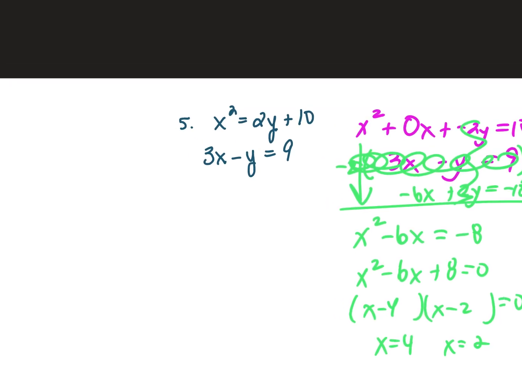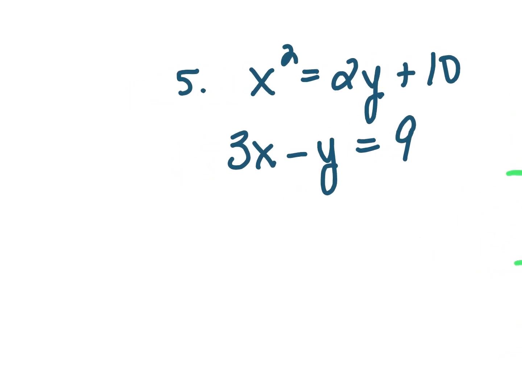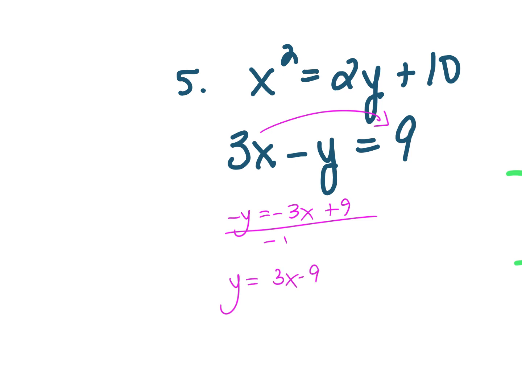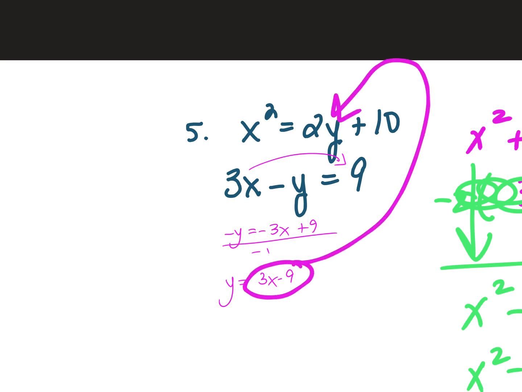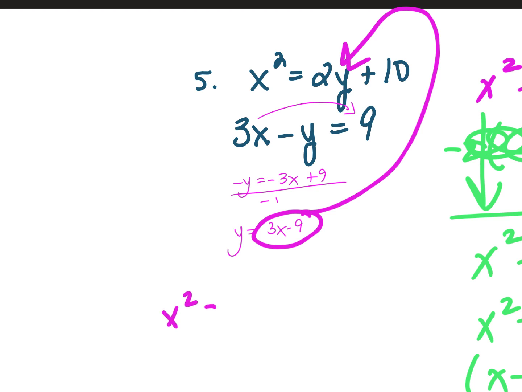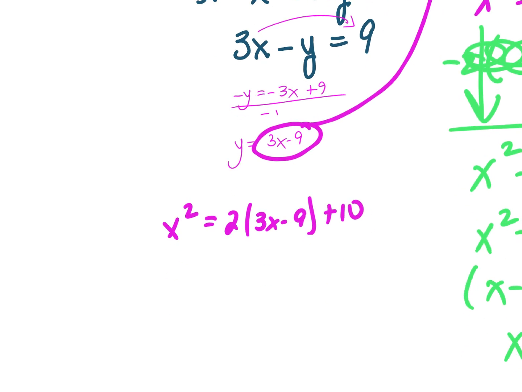All right, what's another thing? What did you think? What I did was I moved it over in the second equation, so it was y equals 3x minus 9. Okay, so you moved the 3x over here, so you had -y equals -3x plus 9. Then you divide everything by -1, so you got y equals 3x minus 9. Is that allowed? Yeah, absolutely. So then what do I do with this? Plug that in, right here. So then we have x squared minus 2 times 3x minus 9 equals 10.